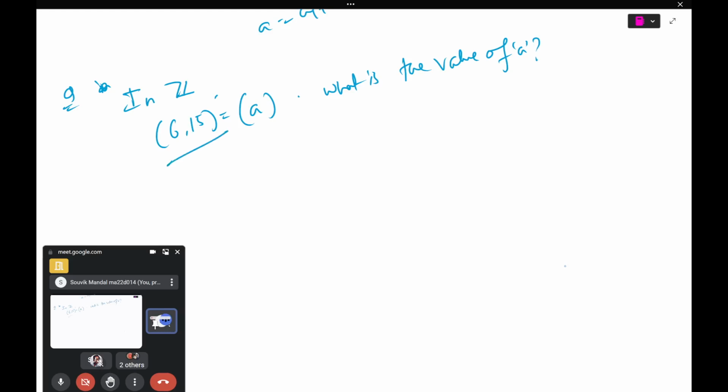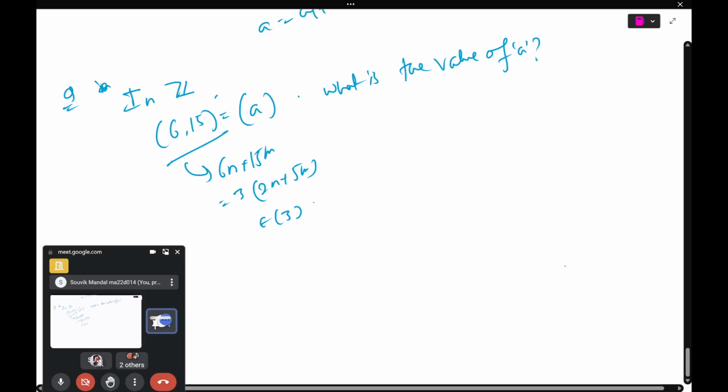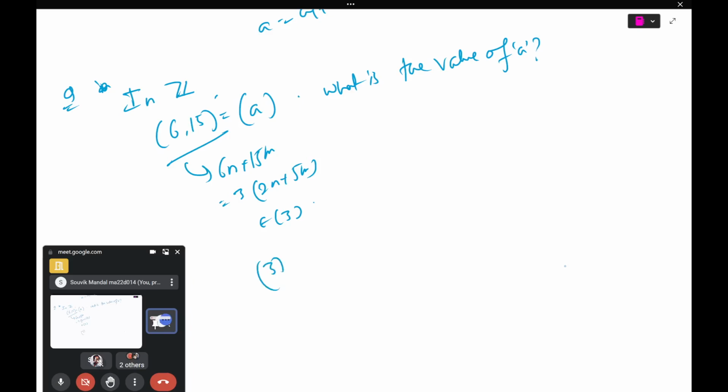So let's be clear. The ideal generated by 6 and 15, what do the elements look like? 6n plus 15m, right? So we can take 3 common: 3 times (2n plus 5m). So this belongs to the ideal generated by 3. Moreover, take any element in the ideal generated by 3, then it is 3 into z.